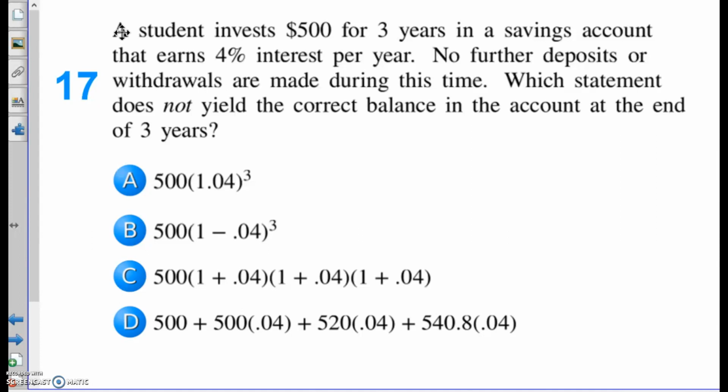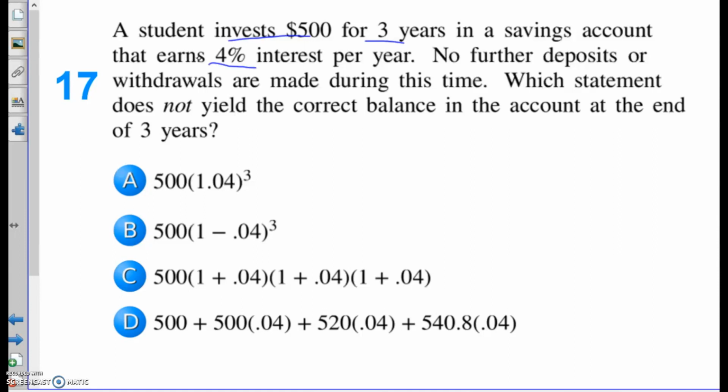A student invests 500. Now, you start to see things like "invests," and right away I'm thinking exponential, because a lot of times our exponential problems are financial questions like this. So invest 500 for 3 years into a savings account that earns 4% interest. And right away, when you see that percentage symbol, you need to be thinking exponential. No further deposits or withdrawals are made during this time.